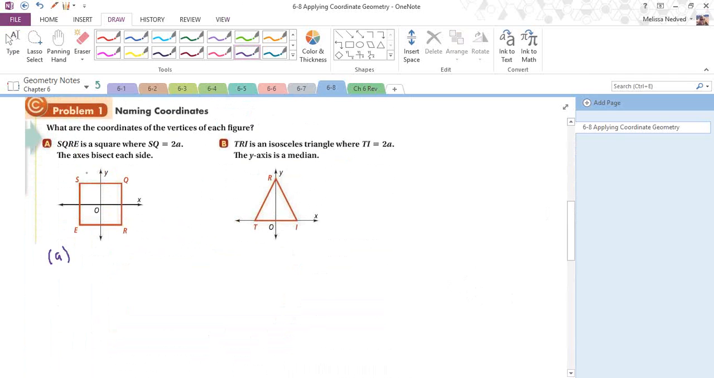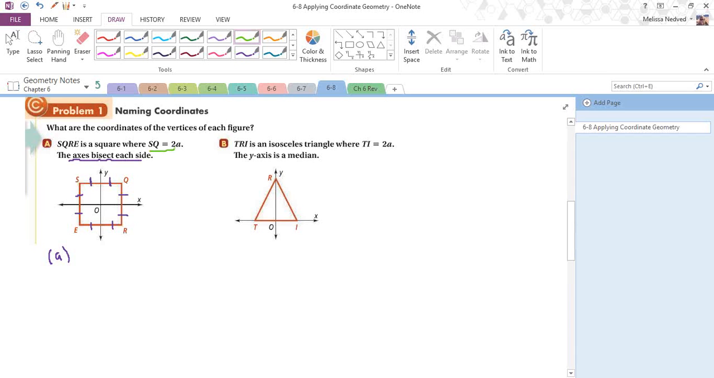So what does that mean? Well, we're told a lot there. Let's start with this bottom portion. The axis bisect each side. That means that this y-axis is going right through the middle of SQ. So this portion of my segment here is congruent to this portion. And the same thing is true with QR. The x-axis is bisecting side QR. And since my sides are the same length, their bisected sides are also the same length. And we can continue to do that all the way around here. So by placing this square in the coordinate plane the way they've done so, they've bisected my sides and created 8 congruent segments.